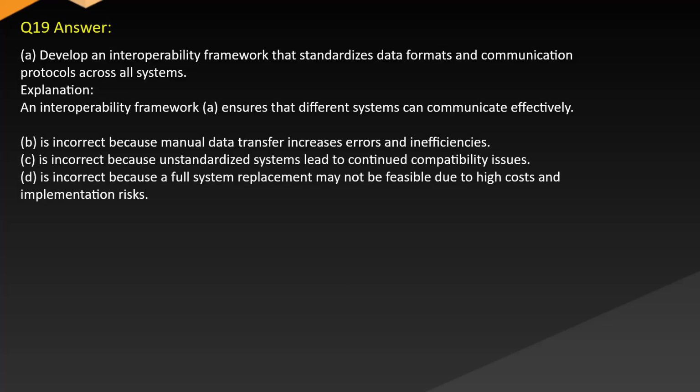Answer: A. Develop an interoperability framework that standardizes data formats and communication protocols across all systems. Explanation: an interoperability framework ensures that different systems can communicate effectively. B is incorrect because manual data transfer increases errors and inefficiencies. C is incorrect because unstandardized systems lead to continued compatibility issues. D is incorrect because a full system replacement may not be feasible due to high costs and implementation risks.